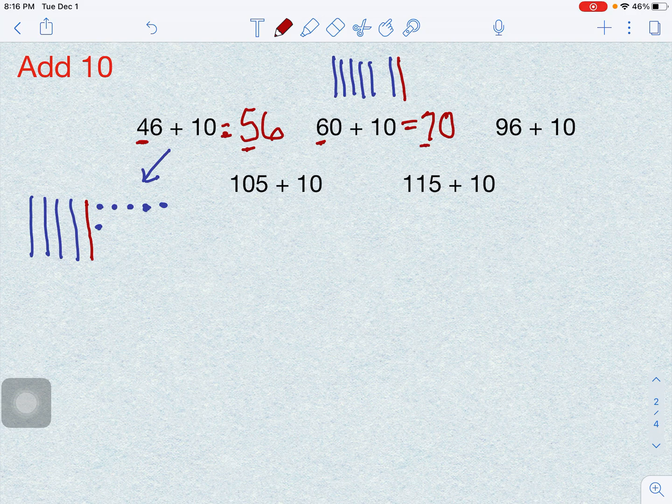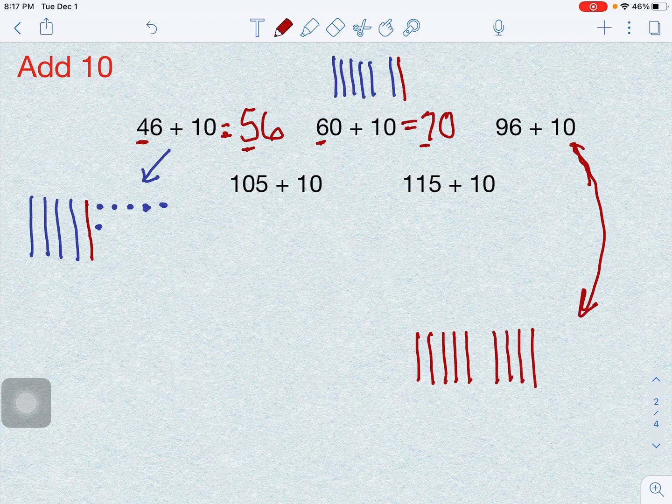All right, let's see if we can do this other one over here that just might be a little bit trickier. I'm going to make a big space down here for this one because I want to make sure we have enough room. We're going to have 96. So we're going to have 10, 20, 30, 40, 50, 60, 70, 80, 90, 91, 92, 93, 94, 95, and 96. And again, this time I'm going to be adding the 10.